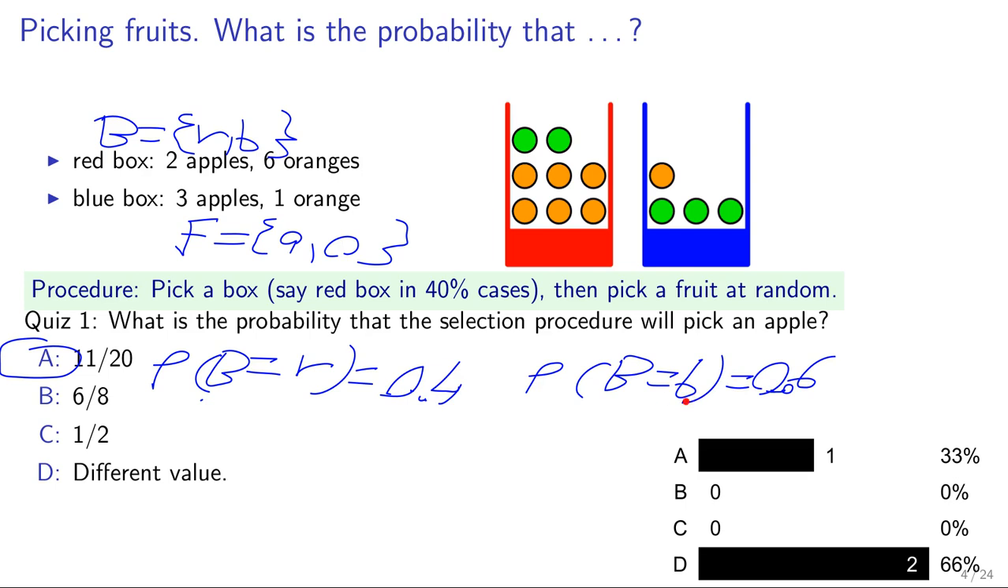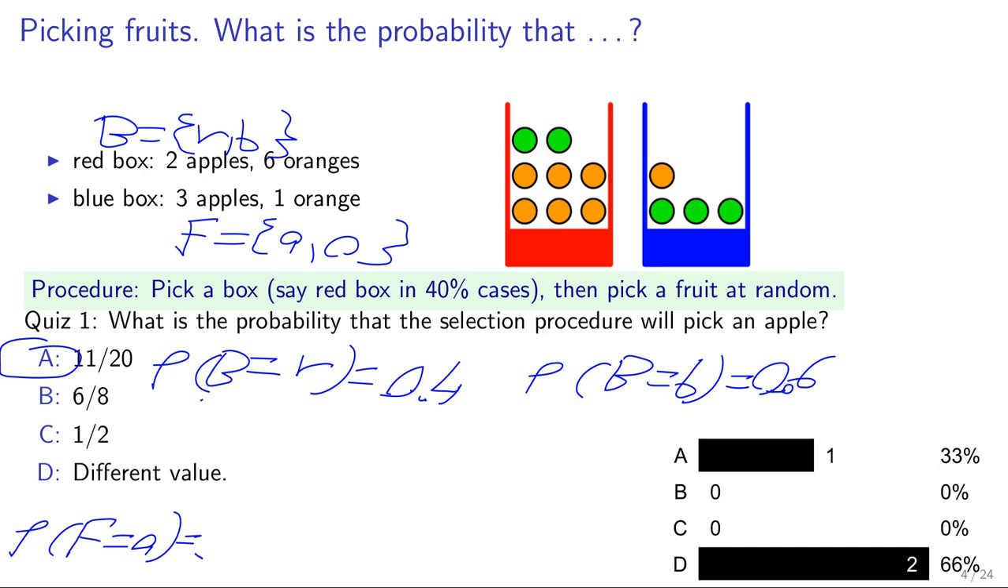And now how do we calculate the probability that the fruit is an apple? So actually this is the probability of... we will now use the conditional probability notation, but actually you got it right, we're just using common sense.